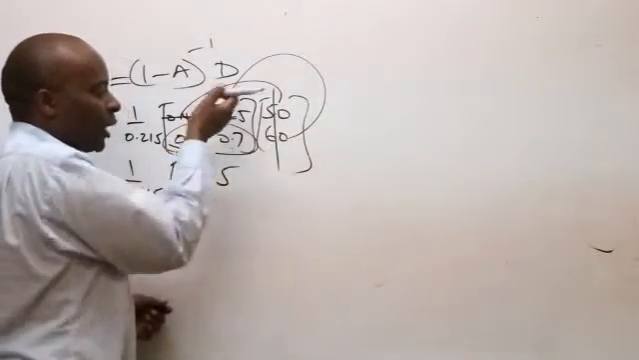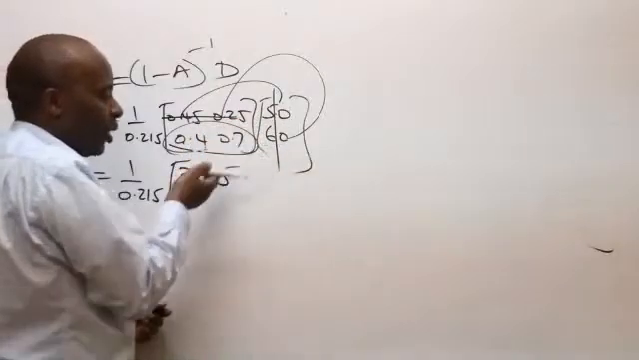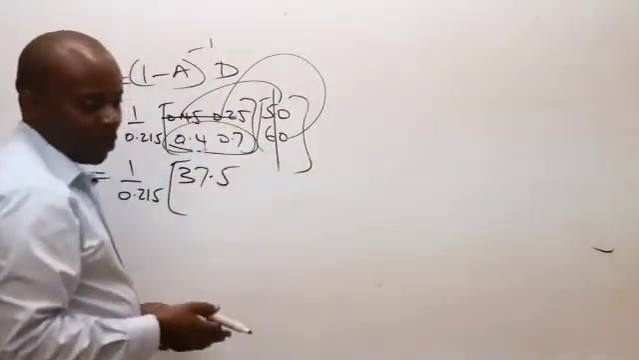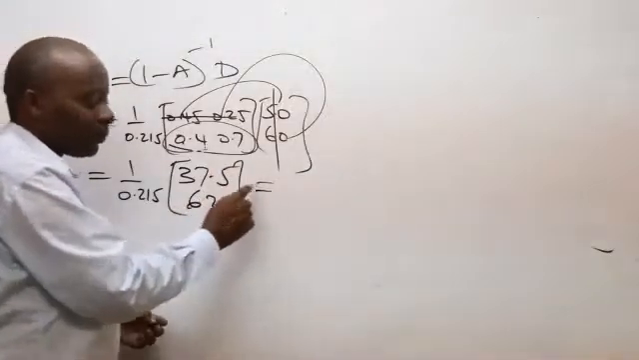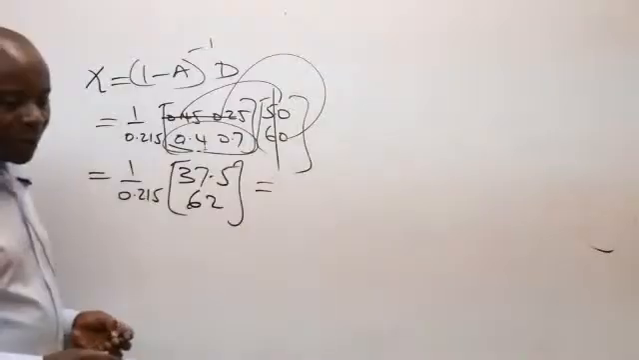So you talk of 0.4 times 50 plus 0.7 times 60, you give me a figure. What figure do we have? 62. I'm being given a figure of 62. Thank you very much.